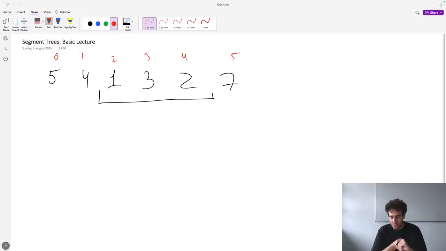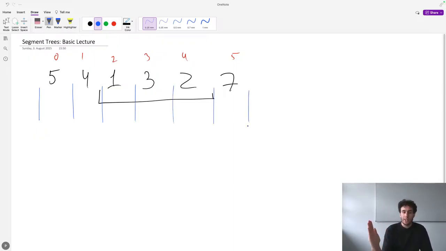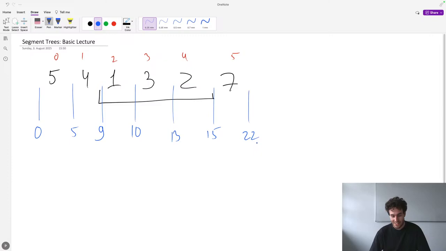I hope that most of you know that in this kind of situation we use prefix sums, right? We can calculate for every prefix of this array what the sum is, and then interpret this segment as a difference of two prefixes. So specifically, we put some numbers in between these indices, and for each of these vertical lines, we calculate the sum to the left. So here it's 0, then it's 5, because it's only 5 to the left of this line, then it's 5 and 4, so it's 9, then it's 10, 13, 15, and then 22, I guess, I'm not sure.